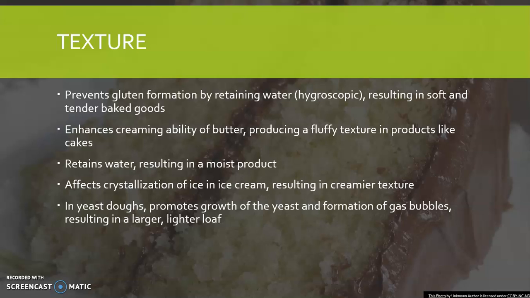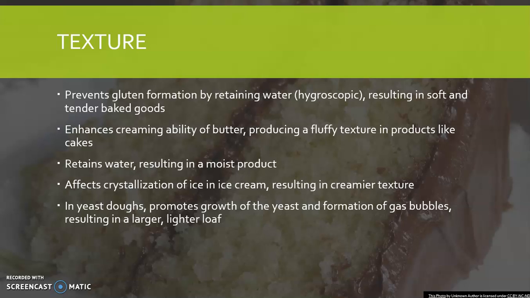Another thing that sugar does is it enhances the creaming ability of butter. Now remember from our fats chapter, creaming ability means that it can incorporate little bubbles of air into the batter, and this produces a fluffy texture in products like cakes. Now, butter can do this without sugar, but sugar makes it a lot more stable, and so butter's creaming ability is improved a lot by the addition of sugar.